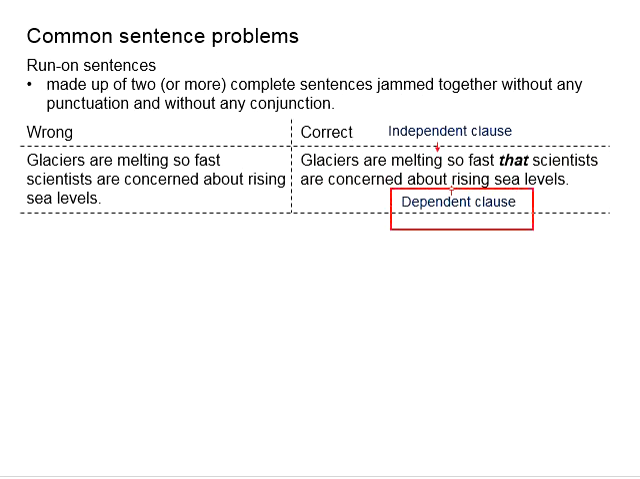The dependent clause is also a group of words containing a subject and verb. The subject is scientists. The verb is concerned. Only that if you remove the first half of the sentence, what remains is that scientists are concerned about rising sea levels, and this obviously cannot stand alone.